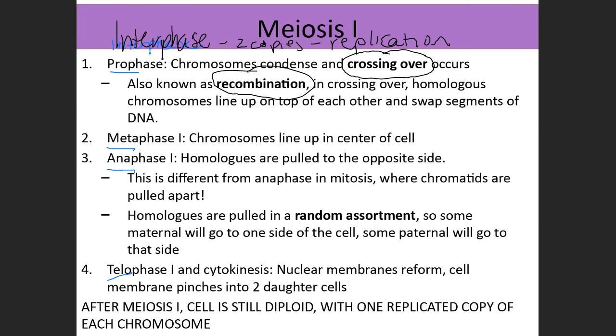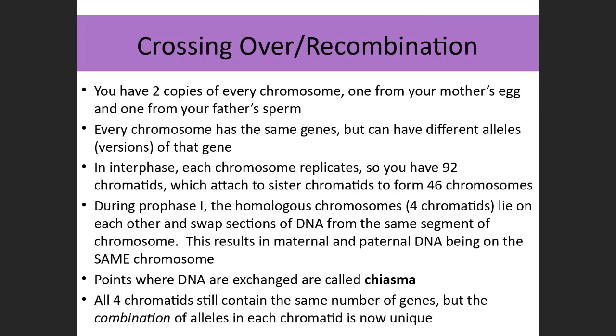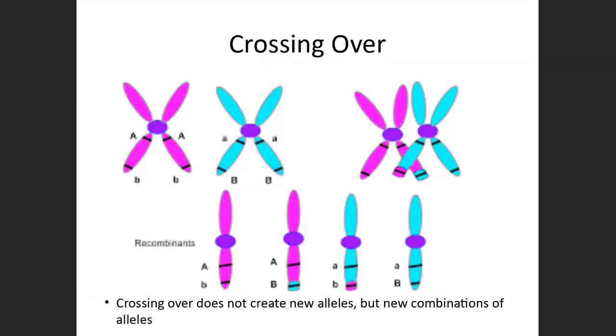Okay, let's look at this recombination, this crossing over. First I'll show you the picture, then I'll go back and we'll look through the words. Okay, here's crossing over. Let's say this is chromosome 1 again that we're talking about. This is a replicated chromosome 1. This one's from your mom. And this is your replicated chromosome 1 from your dad, right? You have 1 chromosome from your mom, 1 from your dad.